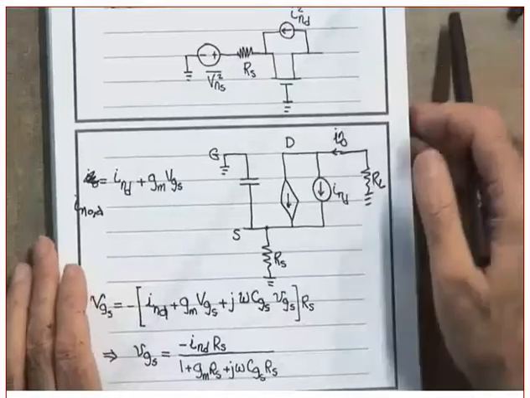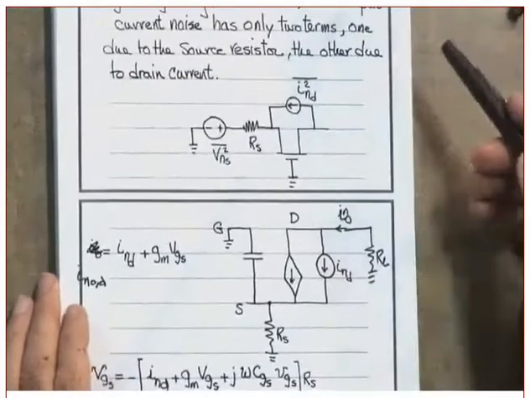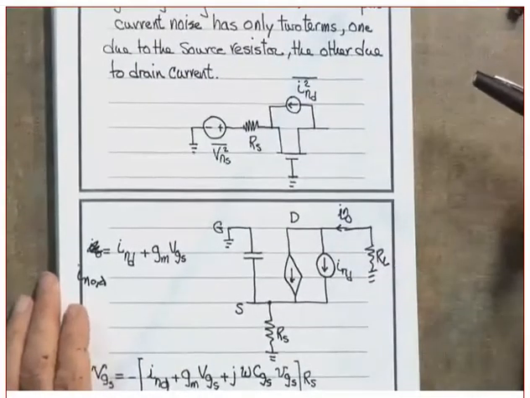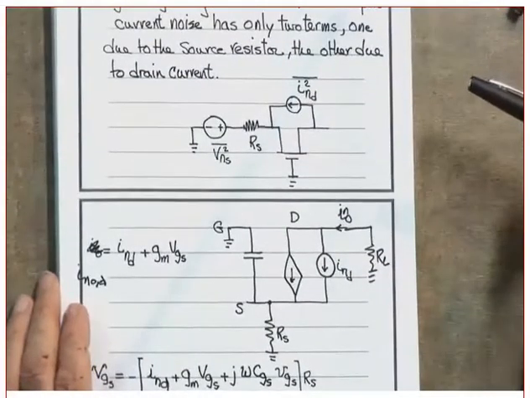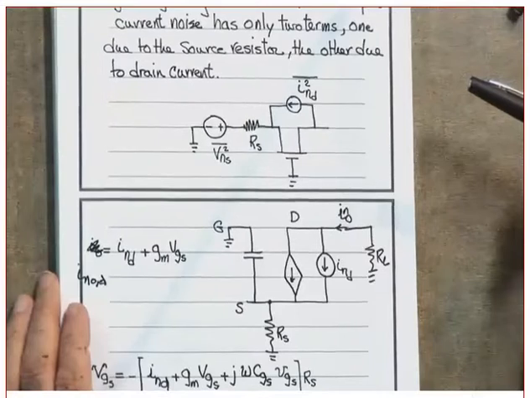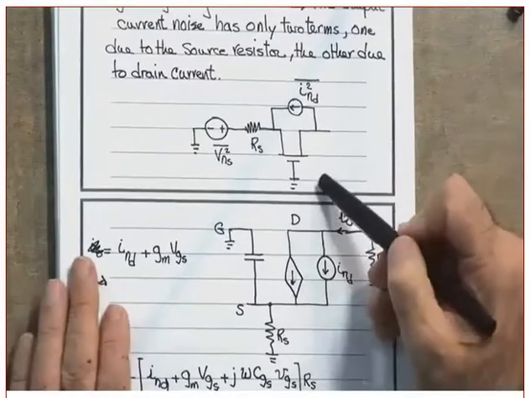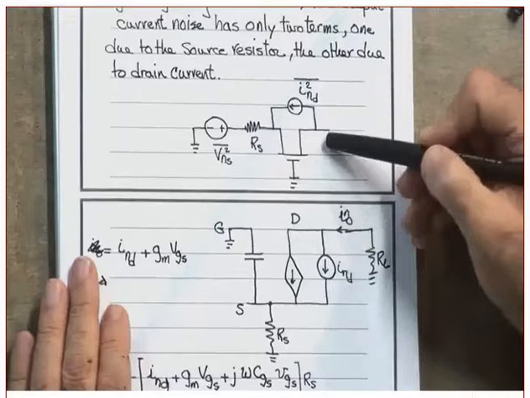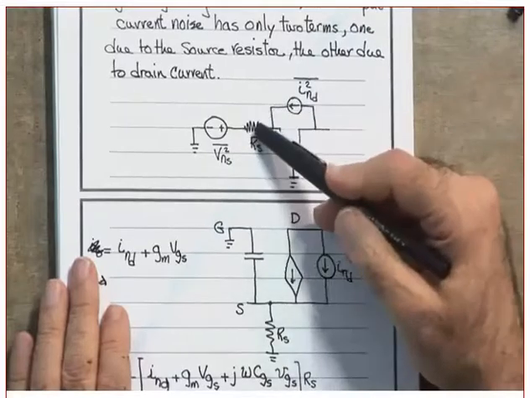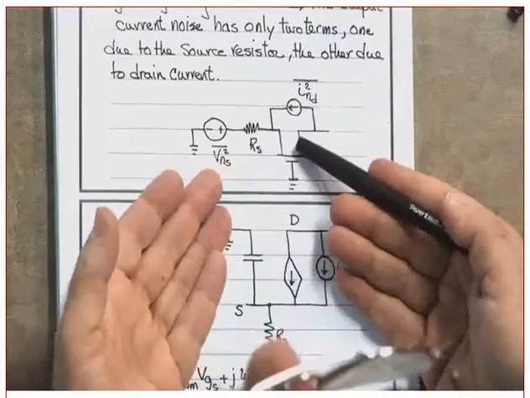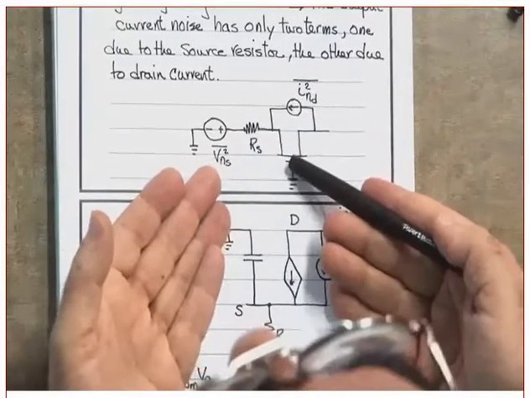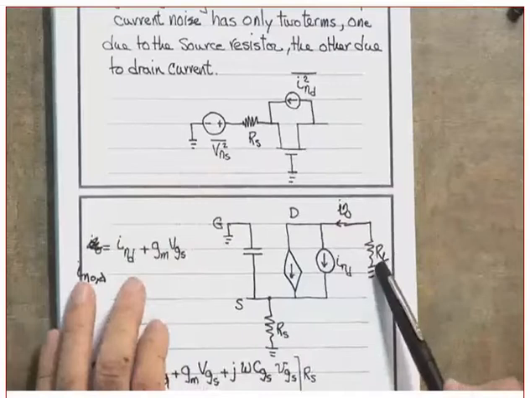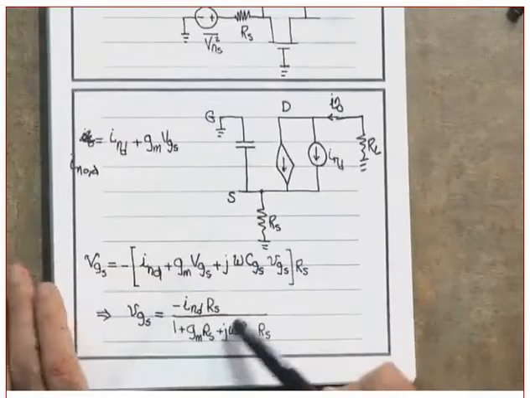Question: in the first circuit, RL should be on your right. What first circuit? You mean this one? Yes, this one. This is the drain. And RL will be, if this is the DC, remember we are only talking about the noise. By the way, even this RL will not get into the analysis.